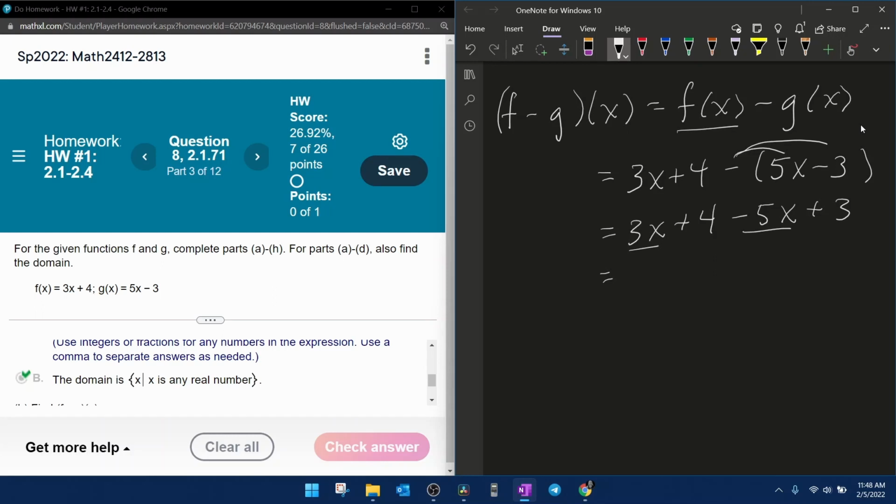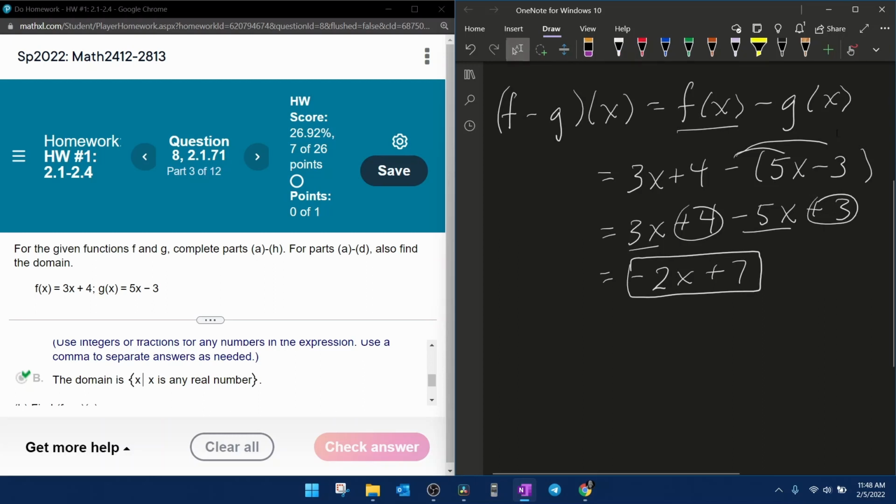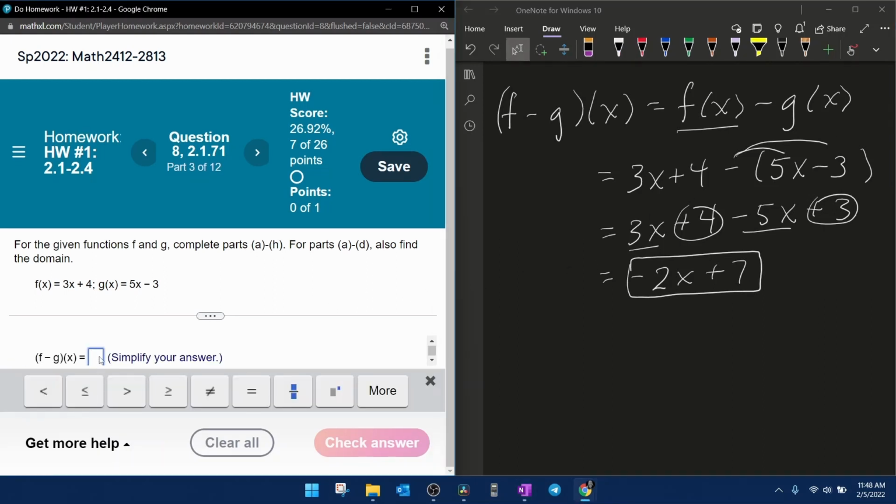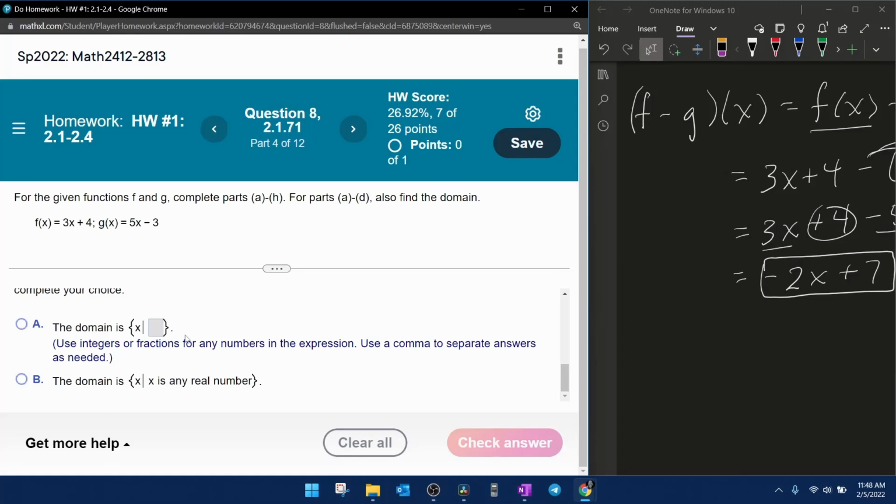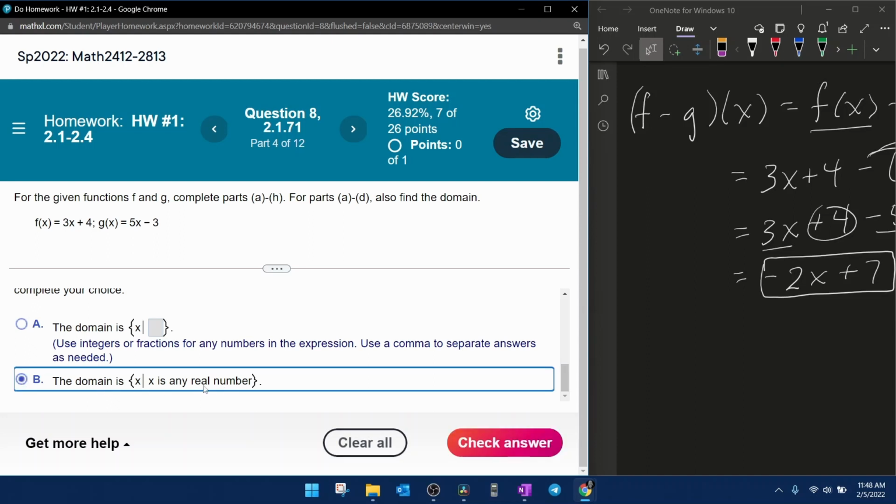And then we see CLT. 3 minus 5 is negative 2x. 4 plus 3 is 7. And we're done with f minus g. Let's see if it's correct. Negative 2x plus 7. And then again, the next part says to find the domain of f minus g. Again, the domain is going to be all real numbers. Since f and g are polynomials, the domain will not have any restrictions.